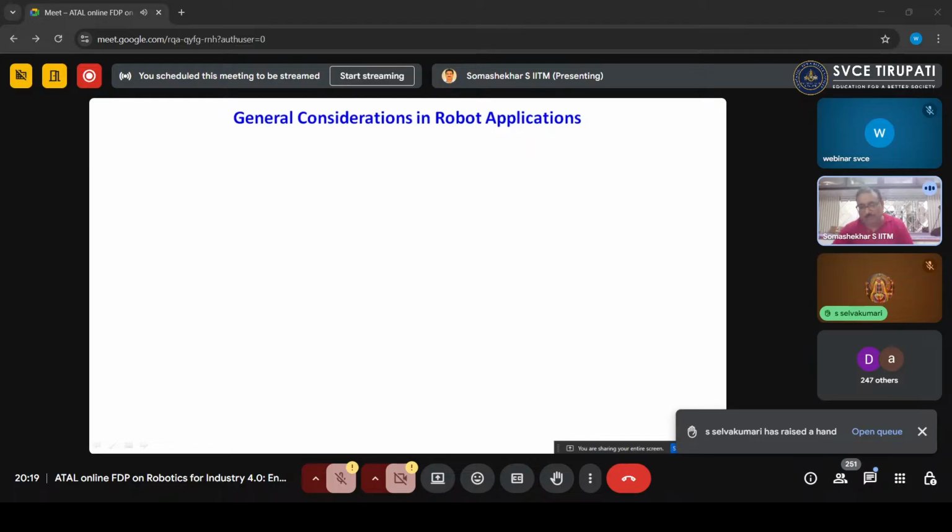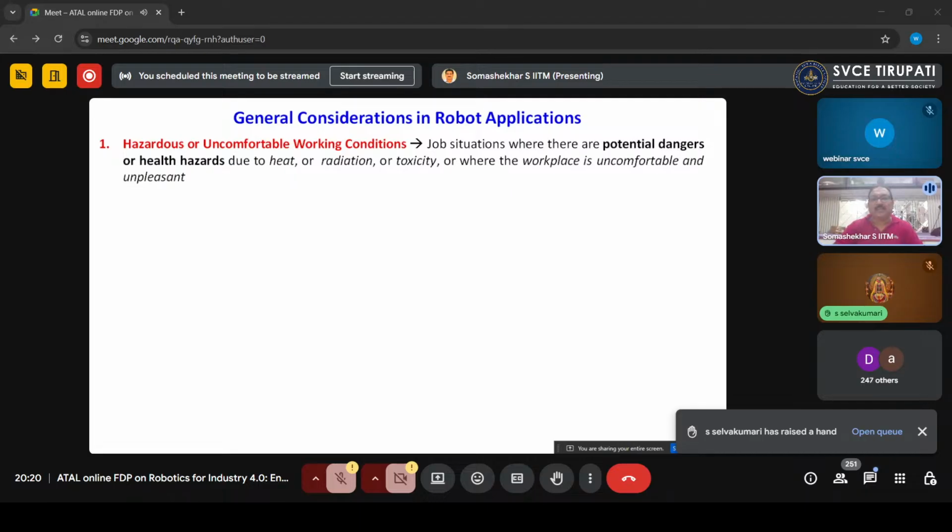Before designing or before using robots, you have to see the general considerations of robot application. You may ask, will industry use robots for all the work now being performed? Not at all. Robots will take on some challenging tasks which humans are not able to do. In some cases, for example, hazardous conditions or uncomfortable working environments, where there are potential dangers and health hazards for the worker due to heat, radiation, toxicity, or where the workplace is uncomfortable or unpleasant.